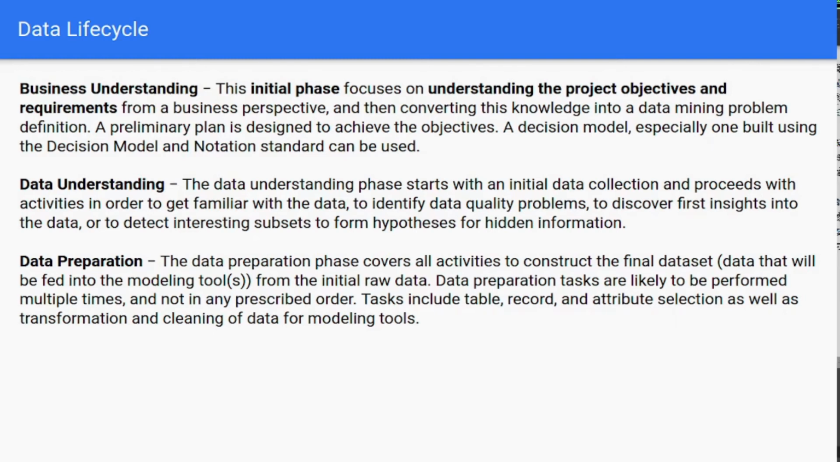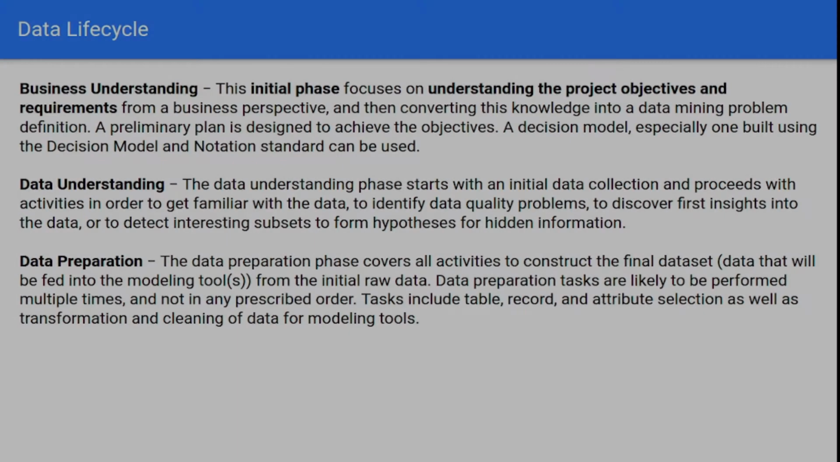right? So the data preparation phase covers all activities to construct the final data set that will be fed into the modeling tool or tools, right, from the raw initial data. Okay, data preparation tasks are likely to be performed multiple times and not in any prescribed order. Tasks include table, record and attribute selection, as well as transformation and cleaning of data for modeling tools.